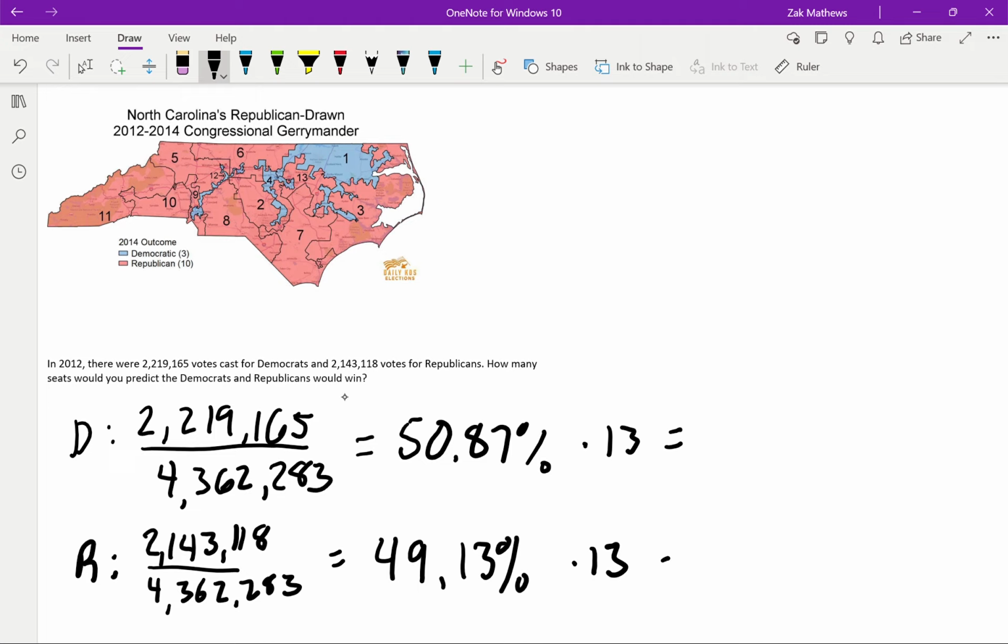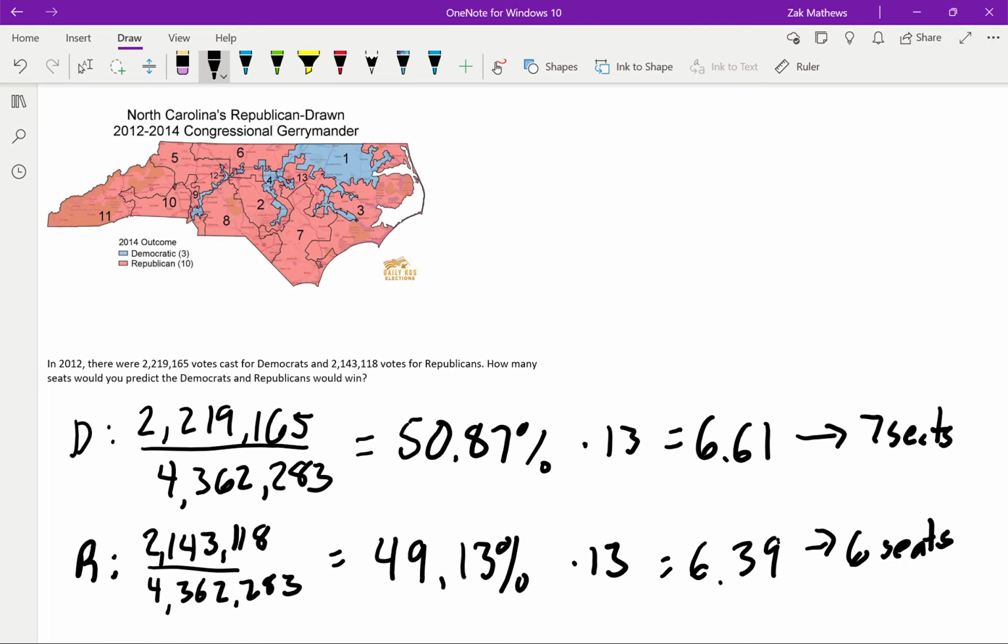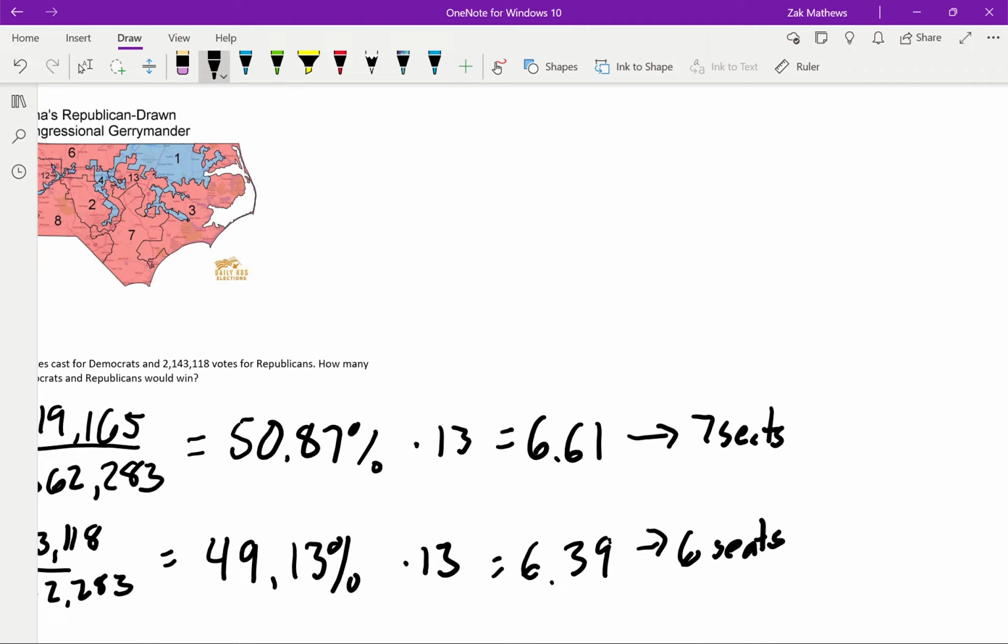we get 6.39 for the Republicans. The Democrats, we would get 6.61. So maybe we say this rounds up to 7, this rounds down to 6. That's maybe what we'd expect in terms of numbers of seats. The actual distribution in this particular election, a little different than the map I have shown, it was 4 and 9.